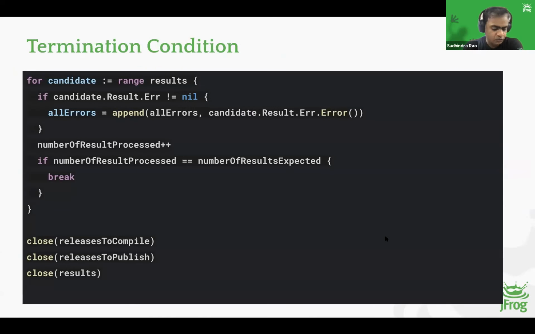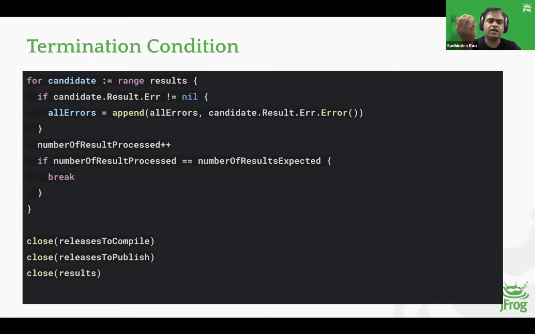And the most important thing was to identify when will we be done once the releases have flown through this pipeline, because we need a termination condition. Otherwise, since the channels are blocking, they will keep on waiting for the next message, right? So we need to close those channels somewhere. And given that we had a predefined list of dependencies as input, we knew that so many releases or candidates have to come through the pipeline. So we were able to identify the termination condition, right?